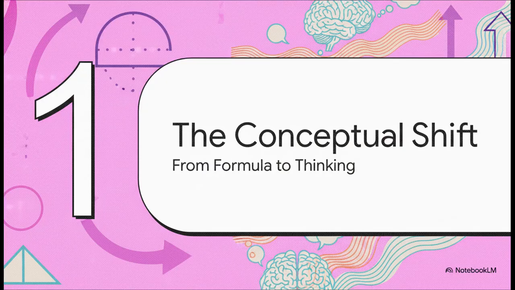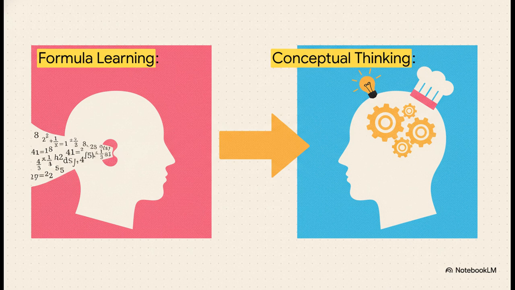So, what does this actually look like in the classroom? Well, it all starts with a big shift in how we approach the concepts themselves. This chart really lays it all out, doesn't it? On one side, you have traditional formula learning. Memorize the steps, solve for x, get the one right answer.